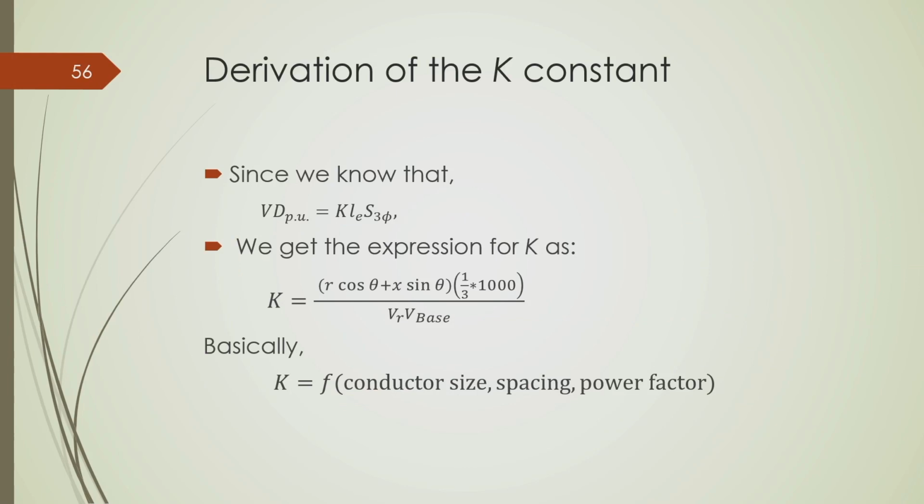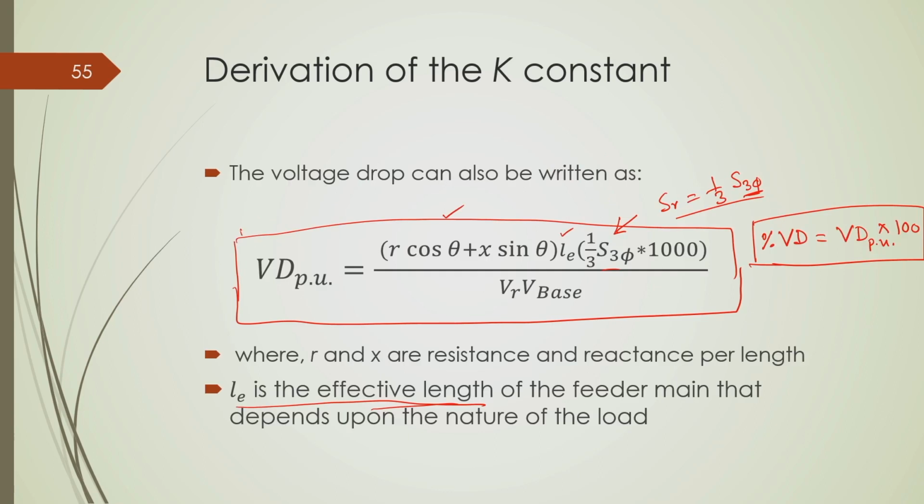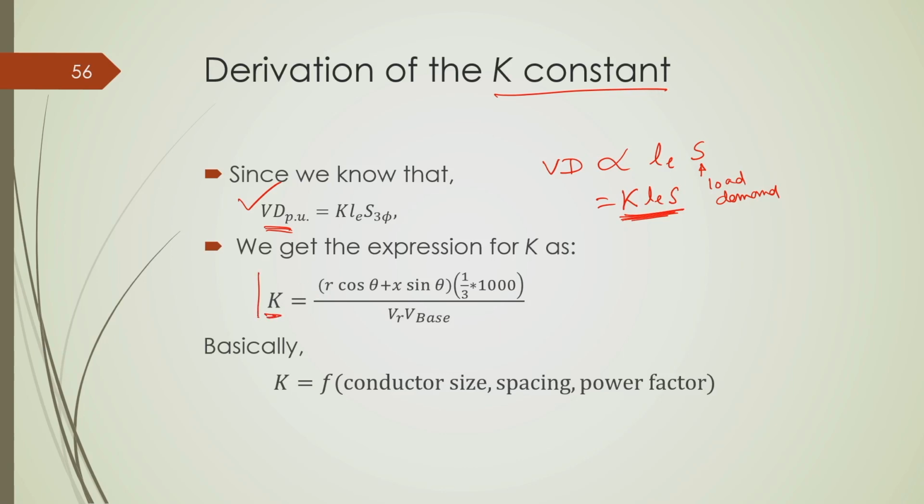Now, we know this actual voltage drop equation, as already we have mentioned, this voltage drop is proportional to L effective multiplied by S, where S is basically the load demand, and its proportionality factor is nothing but the parameter k. So, L e into S. Now, if you compare these equations with the previous equation, then this is the effective length of the feeder and this is my loading. So, if you exclude this, whatever remains will represent the constant of proportionality, that is constant k. So, the constant k equation is coming out to be this.